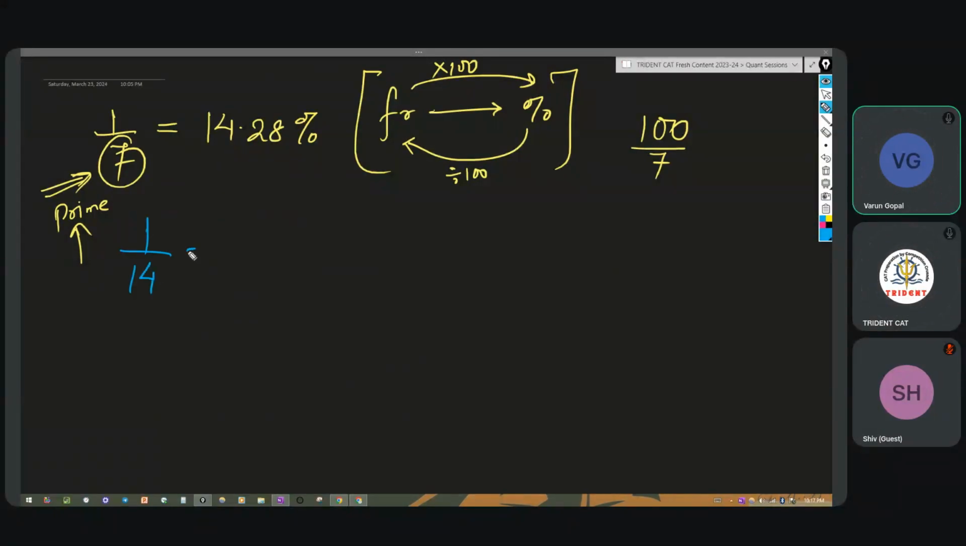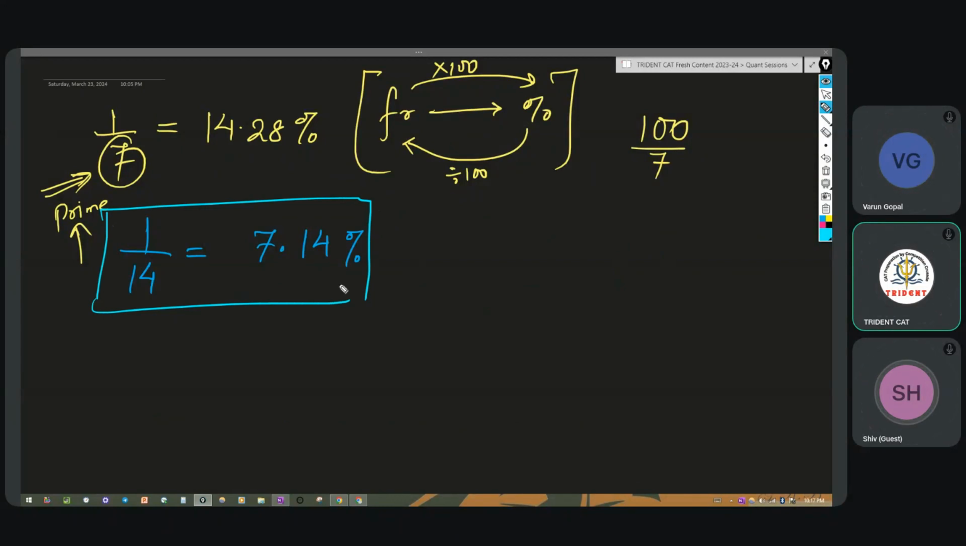It's 1 upon 14. It's a 7. 7 point, 14.28 by 2. Yeah, 7.14. Exactly. Now I'm going a little quick. Don't worry. I will give you enough and more time to think. It's just that I want you guys to feel the heat. That's why I'm doing this. In 30 minutes, I know you guys will be ready. You guys will be charged up.